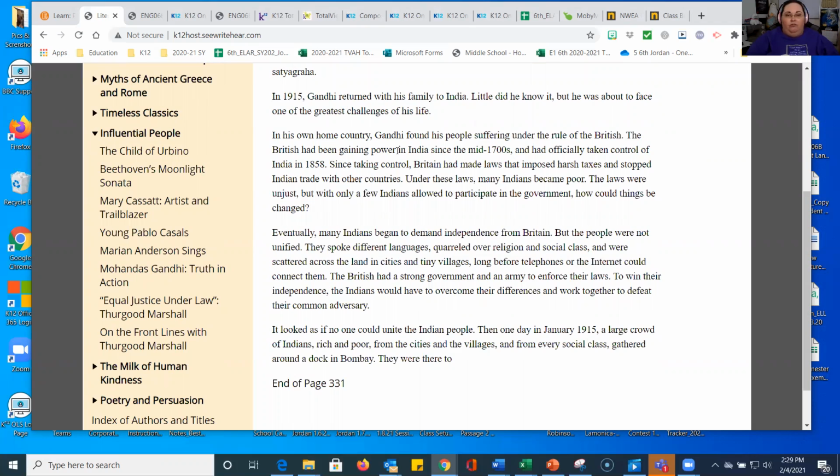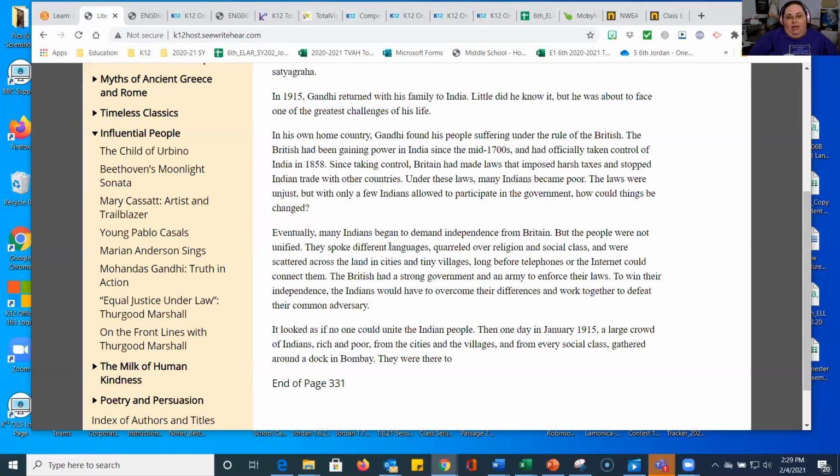In his own home country, Gandhi found his people suffering under the rule of the British. The British had been gaining power in India since the mid 1700s and had officially taken control of India in 1858. Since taking control, Britain had made laws that imposed harsh taxes and stopped Indian trade with other countries. Under these laws, many Indians became poor. The laws were unjust, but with only a few Indians allowed to participate in the government, how could things be changed?